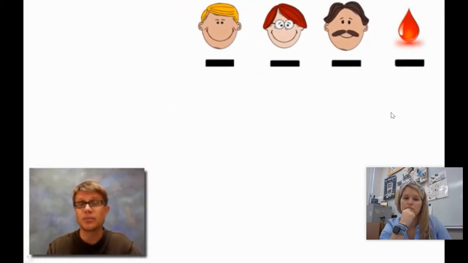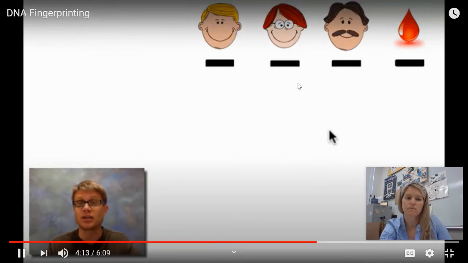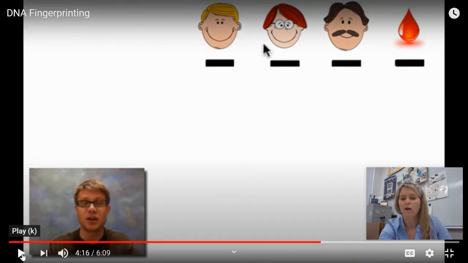Let's talk about the murder. There was a murder that was committed. Somebody was brutally murdered by one of these three suspects. Okay, so look at the three suspects. Just take a guess, just based on what they look like. Which one do you think is the murderer? Okay, I just want you to look at that real quick.